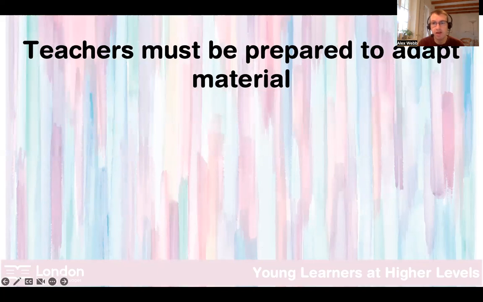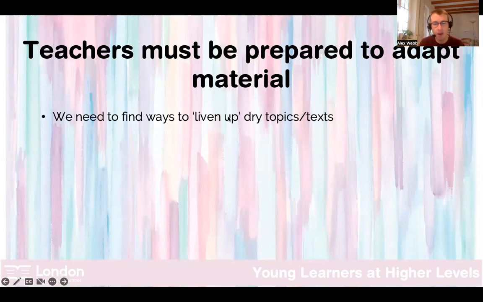We also need to be prepared to adapt the material. This is again particularly important at C1, C2 level. You might find that some of the material is a little bit dry for younger learners. And the Cambridge Exam Board have even said it is their intention to make reading texts dry and uninteresting because it increases the challenge. And so we need to find ways to liven up dry topics and texts. Incorporate visual media into your lesson.